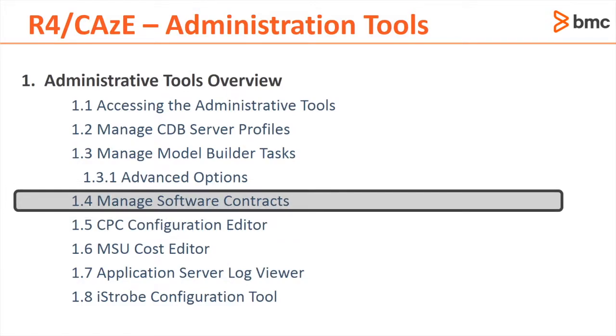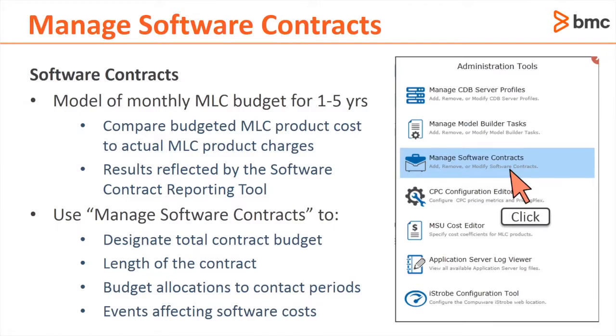Now we'll take a look at creating and managing software contracts. The Manage Software Contracts Administration tool provides you with the ability to define your software contracts. The software contract parameters entered are used by the Software Contract Reporting tool to provide reports that compare your monthly budgets for MLC product costs with actual MSU usage.